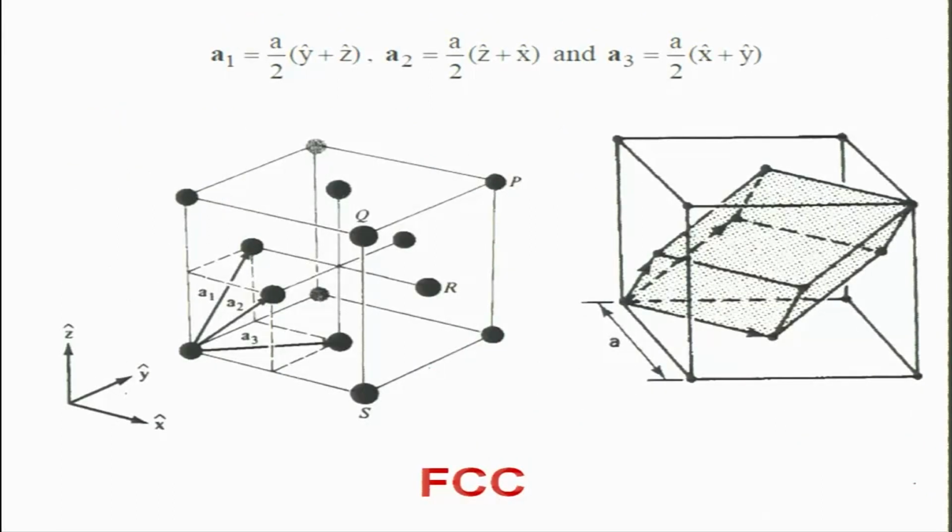This is in the case of FCC. In the case of FCC, you can have vectors. If you choose this as an origin, this is a1, this is a2, and this is a3. Basically the corner atom is connecting to 3 face-center atoms. As a result, a1 is half of y plus z, a2 is half of z plus x, and a3 is half of x plus y. If you choose your origin differently, your vector signs will change. If you connect using these 3 vectors, you get this parallelepiped within the cube. This is the primitive cell.